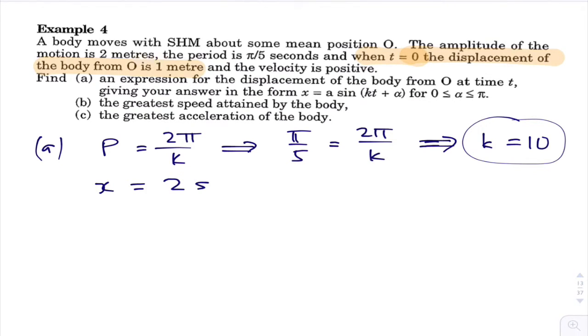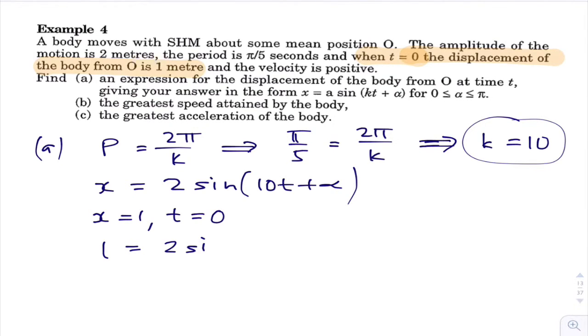2 sine 10t plus alpha. Alright. Now, the extra bit of information to find alpha: we know that when t is equal to 0, x is equal to 1. So let's put that in. 1 is equal to 2 sine 10t plus alpha.